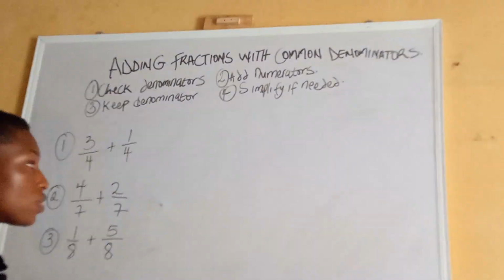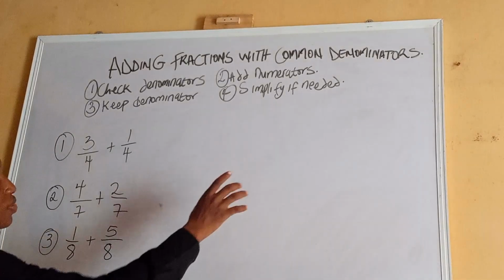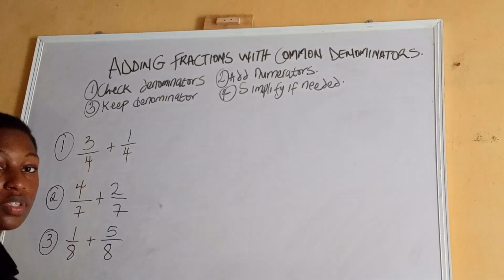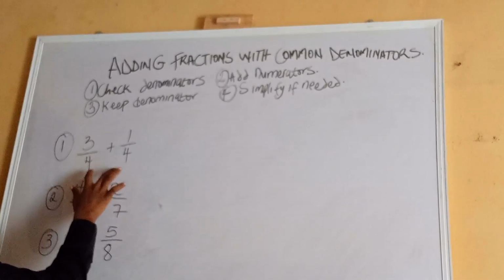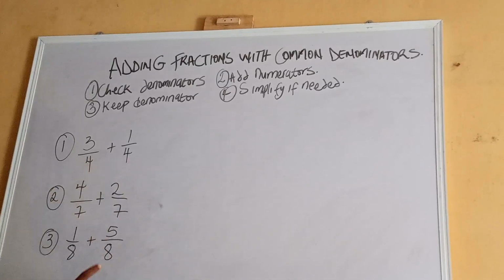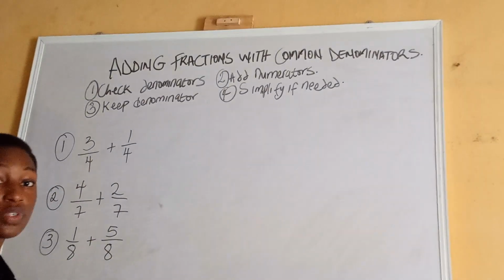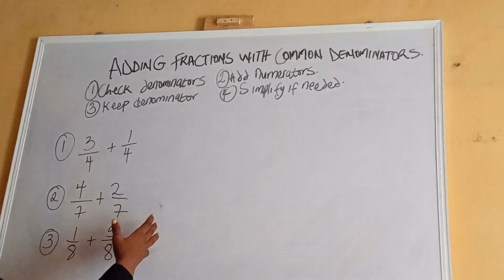Now, the reason for telling you to check your denominator is because it's always necessary. What we are doing here is adding fractions with common denominator. So you have to make sure to check if the denominator is the same. If it's not the same, that means you have a few more steps to go through before we get to what we want to do here.